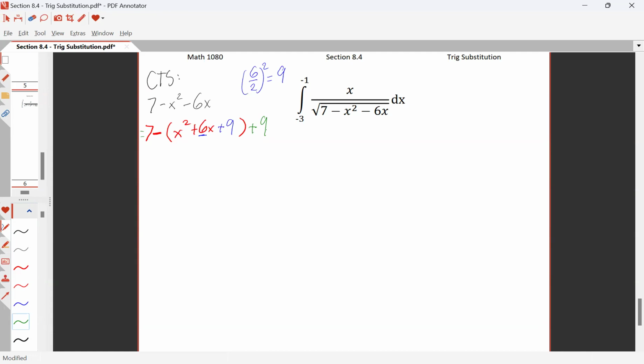And adding that 9, 7 plus 9 is 16. And the x squared plus 6x plus 9 turned into a perfect square trinomial that factors into x plus 3 squared. So this square root is going to turn into the square root of 16 minus x plus 3 squared.